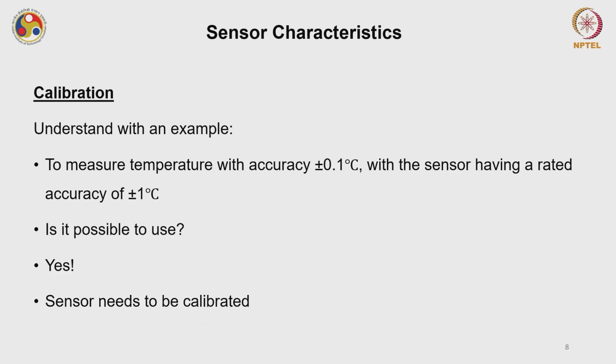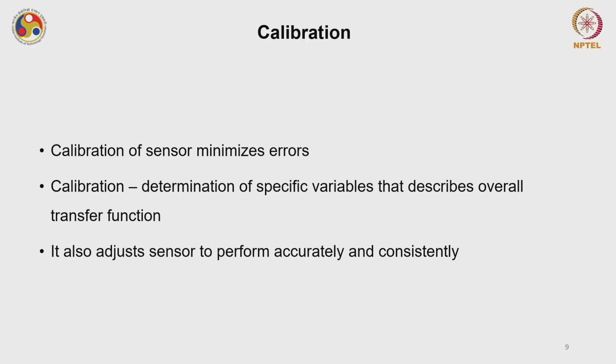This sensor has to be calibrated in this way. In one particular range, it may have a particular sensitivity or accuracy. So calibration has that much importance. Let us try to understand how it is important. A good calibration minimizes errors associated with the measurement. It determines the specific variables that describe the overall transfer function of a sensor, so it helps us in finding the actual transfer function for a device, for a sensor.